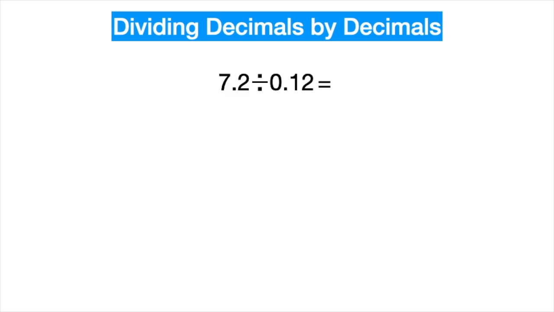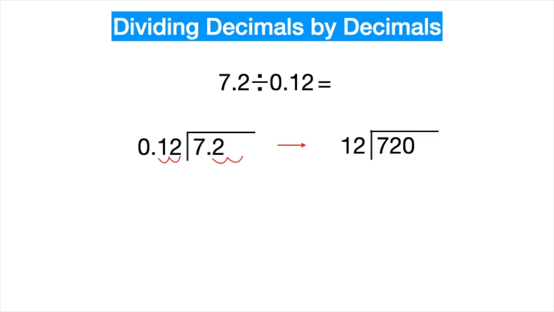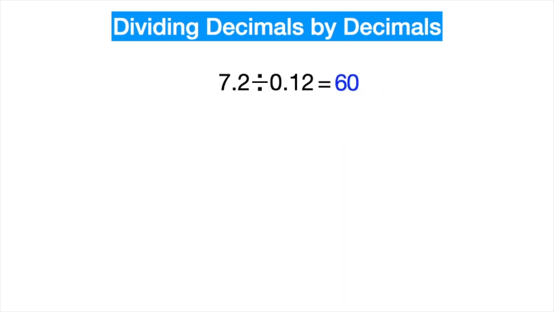Let's try another problem. 7.2 divided by 0.12. Again, we have the long division. This time we are going to multiply both the dividend and the divisor by 100, because we want to end up with a whole number for our divisor. That's 12. 12 goes into 72 6 times. 6 times 12, that's 72. So we still have the 0 that we will end up adding to 6. And we will have 60 as our final answer.